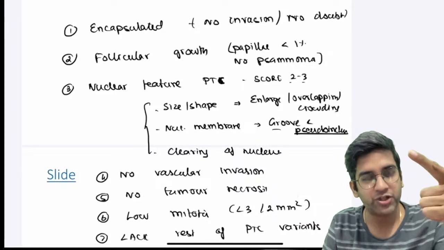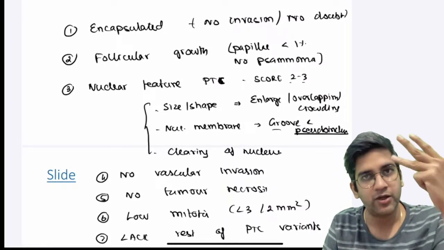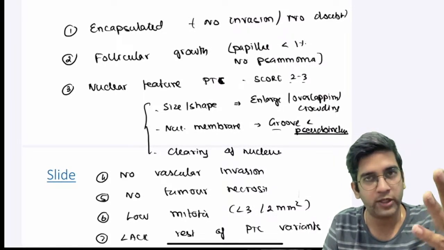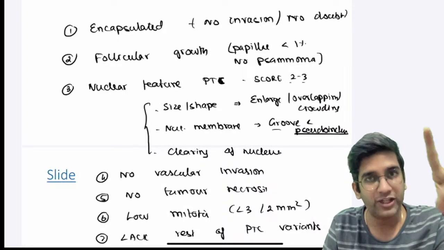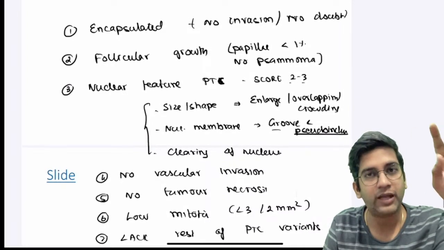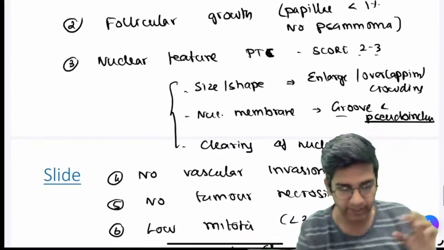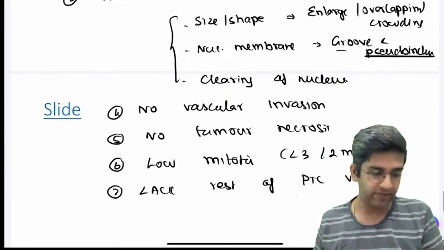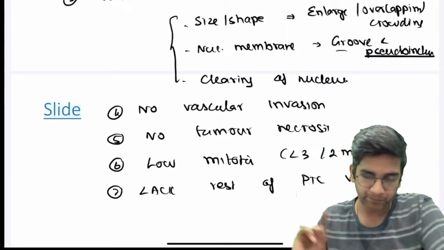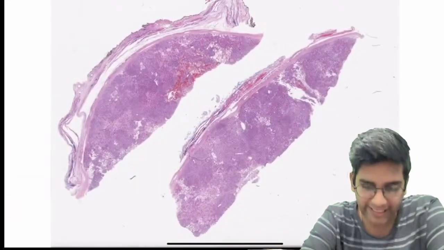Encapsulated, no invasion of capsule, no invasion of vessel, low mitotic count, no necrosis, no papillae, follicular pattern only, no other pattern allowed, and the most important thing is nuclear features of PTC of minimum 2 to 3, right? Let's go to a slide. Let's see if we can diagnose it, okay? It's not a very easy one to diagnose.